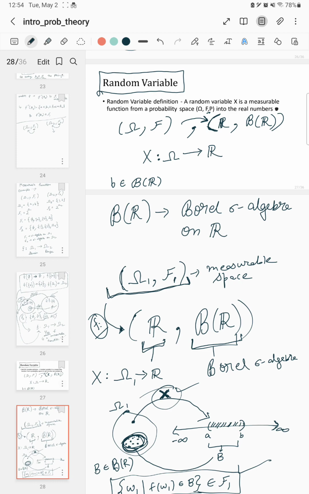In the next video, we are going to see an example of such a random variable, and we are also going to learn about the cumulative distribution functions.